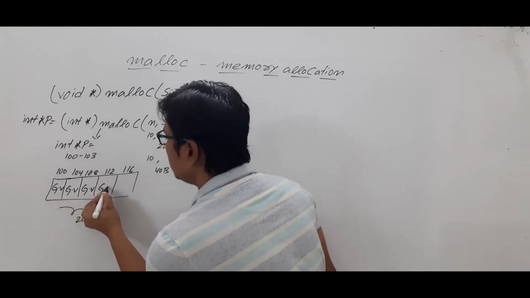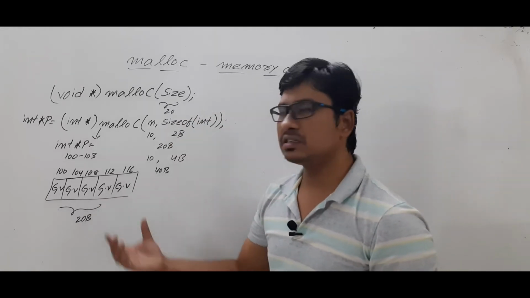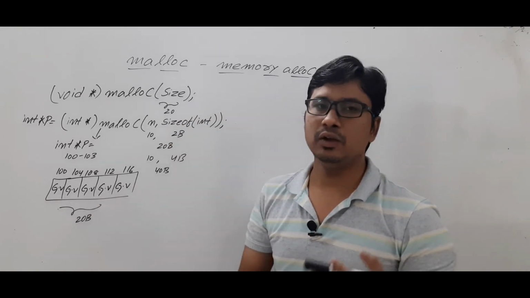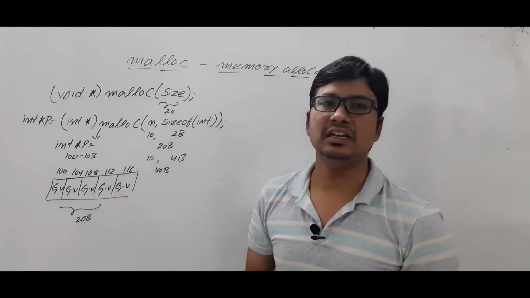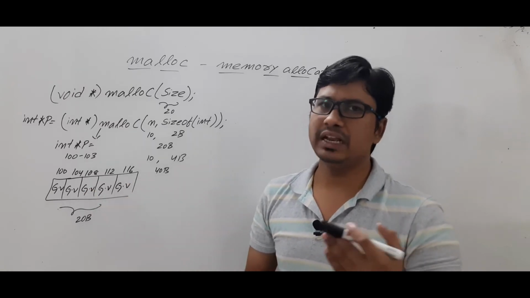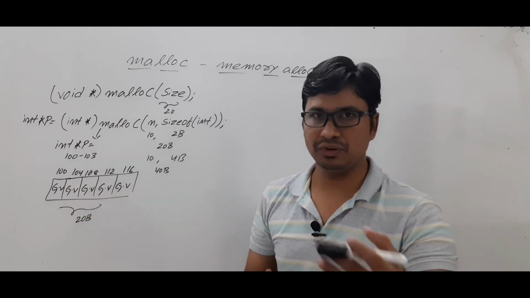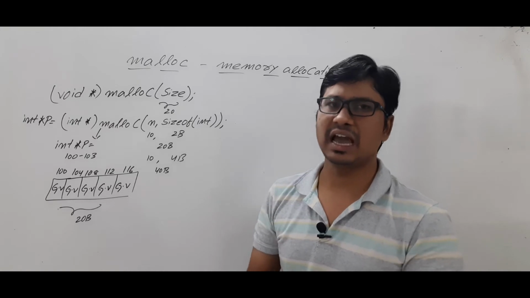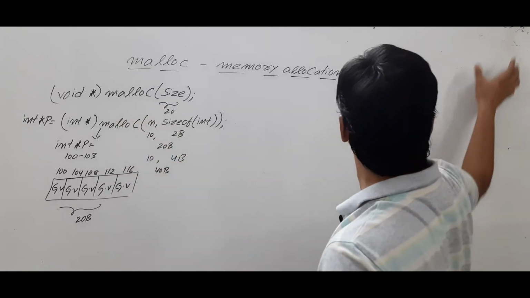Meaning that if you did not initialize or did not store any integers in this memory location, and you print the values within this memory location, then it will give you a garbage value. Whereas in the calloc function, the default values will be 0 if it is integers. If it is characters, it will be null. I hope you have understood this point.